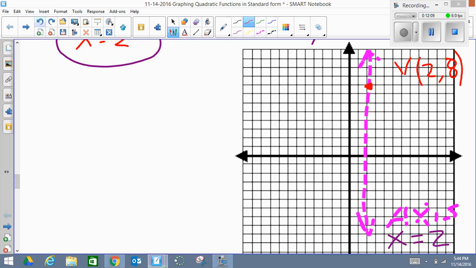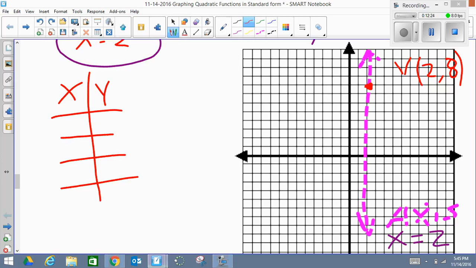Now, my next step is to make a table of values next to the axis of symmetry. So, if this is my axis of symmetry, I need to get x values which are next to it. When you create the table of values, you're doing an x, y chart. I need 2 or 3 values, no more than that. Basically I need to find values of x next to the axis of symmetry.